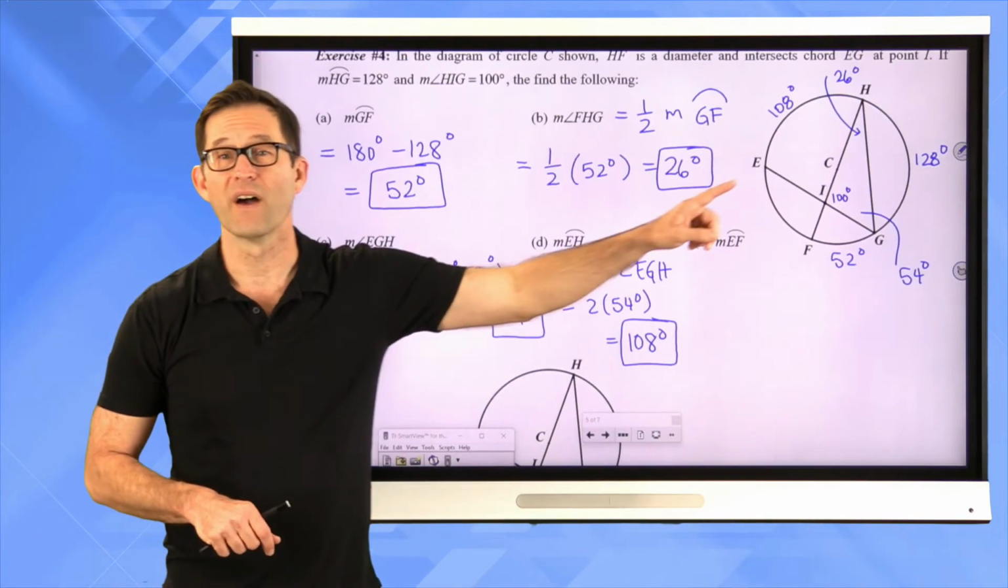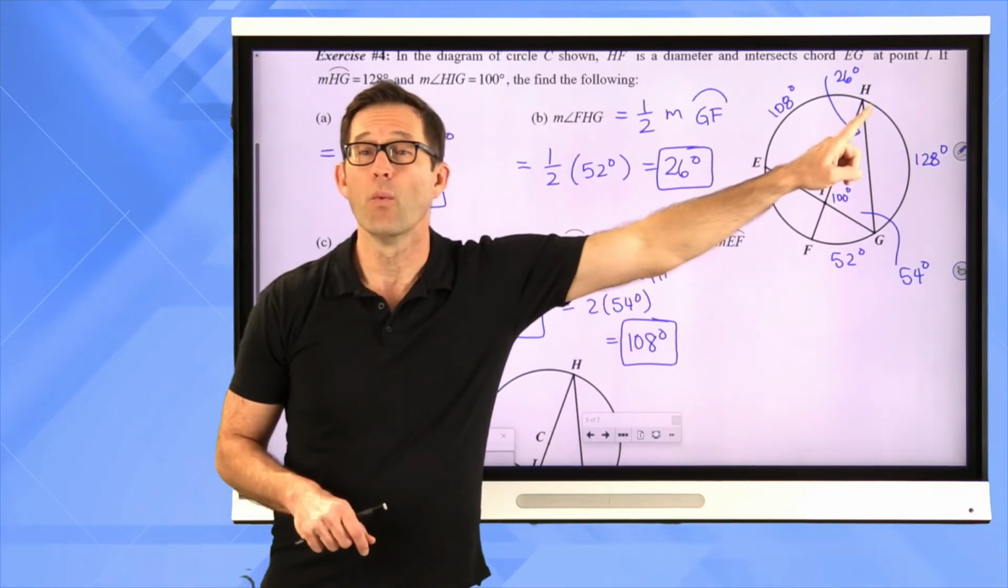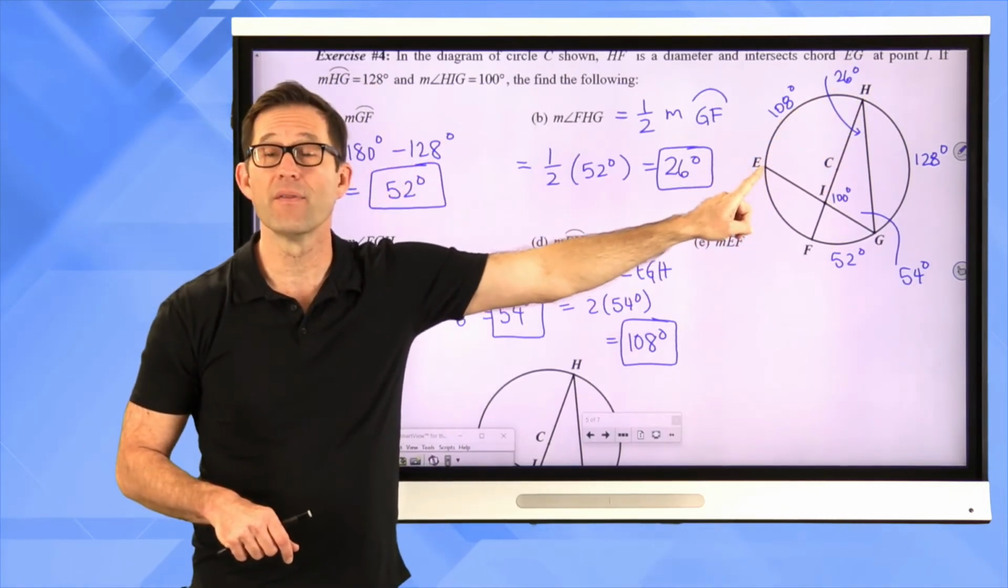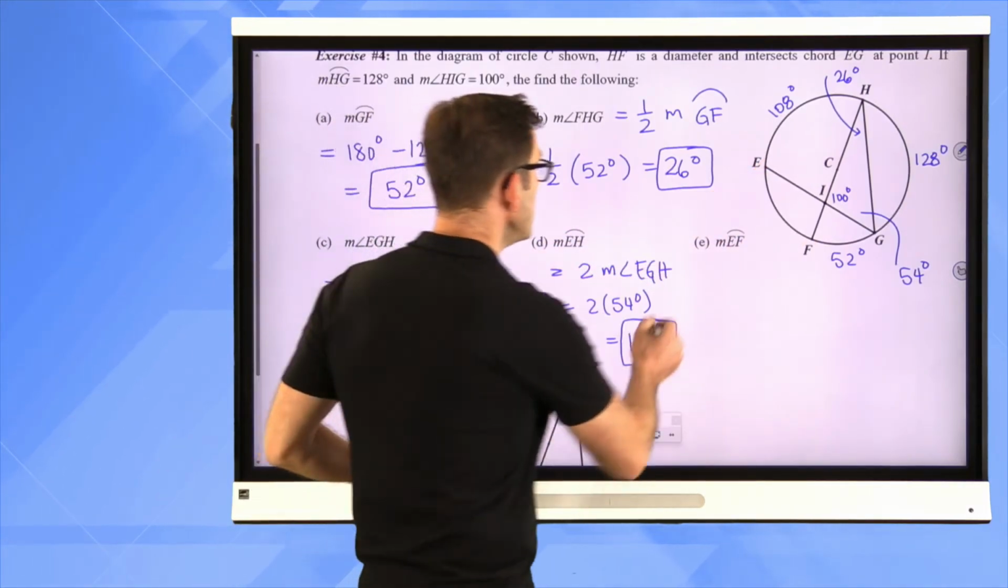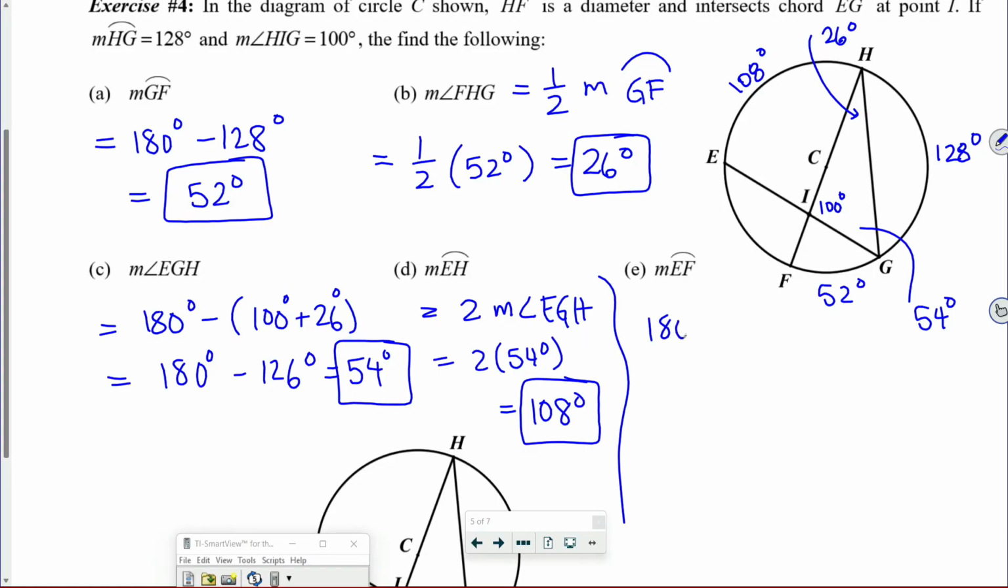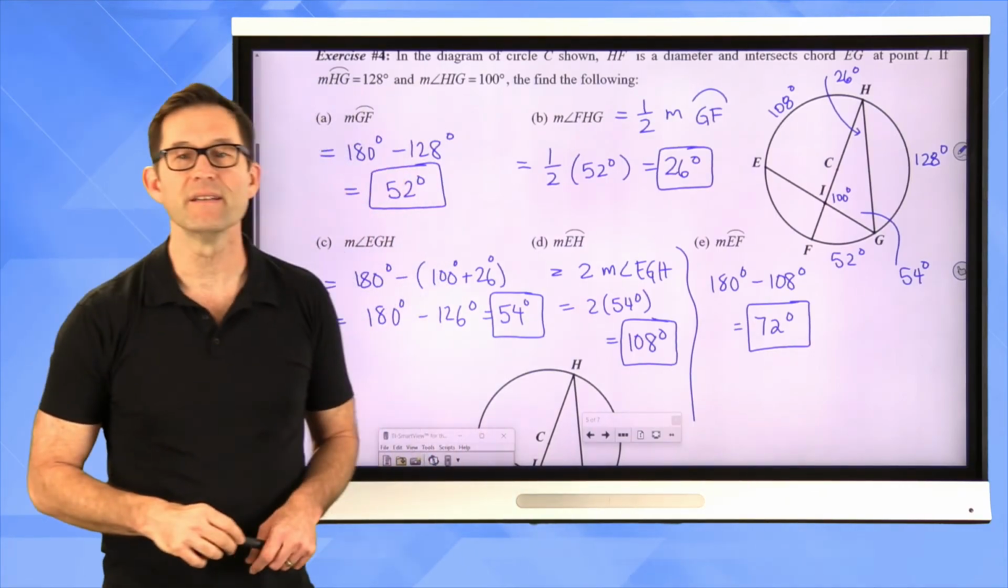Well, again, we've got this diameter, right? We have one arc that makes up the semicircle, 108 degrees. We want EF, so all we need to do now is 180 degrees minus 108 degrees, and that's going to be 72 degrees. And that's it.